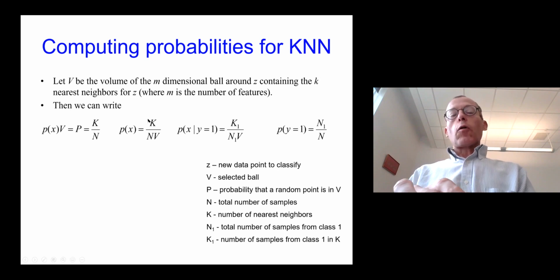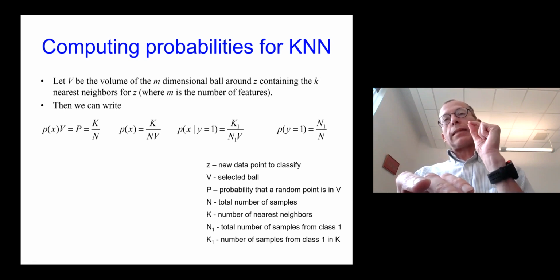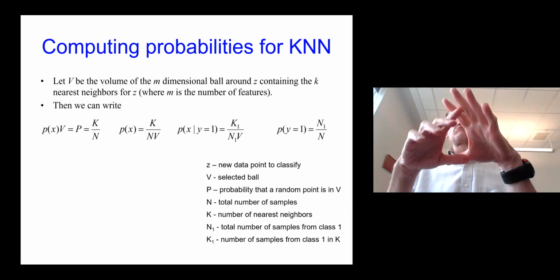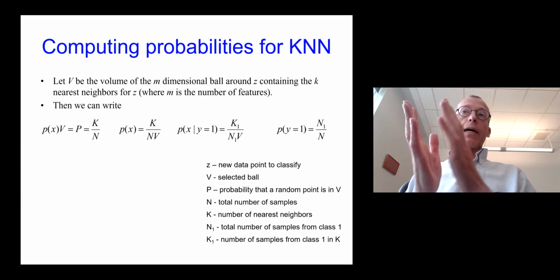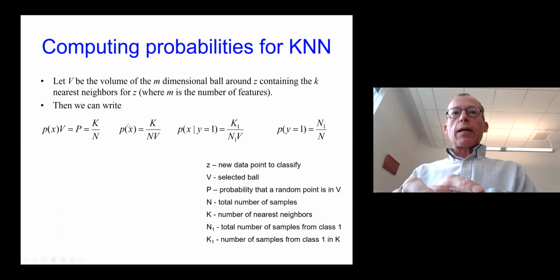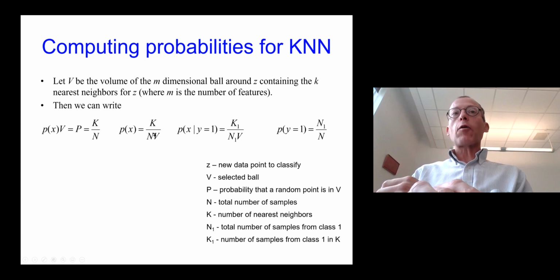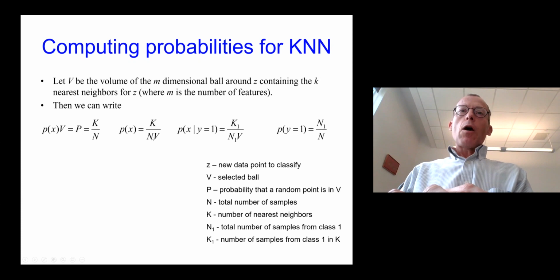This is true for the probability of a specific value, which is called the marginal probability. The probability that we'll see a specific sample within that ball, or at any location in the ball, is K over NV. This is just some value. We know what K and N are: K is the number of nearest neighbors we're looking for, and N is the total number of samples. V is some value we defined, though we didn't give it a specific value. So this is true for the probability of X.